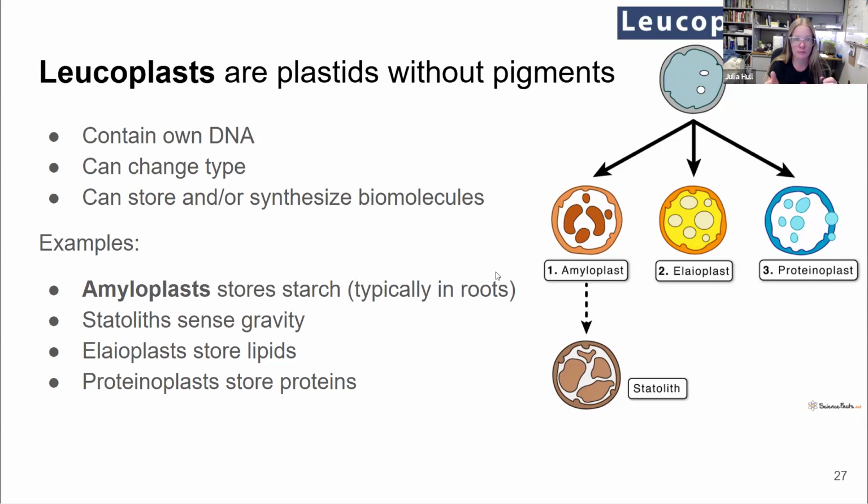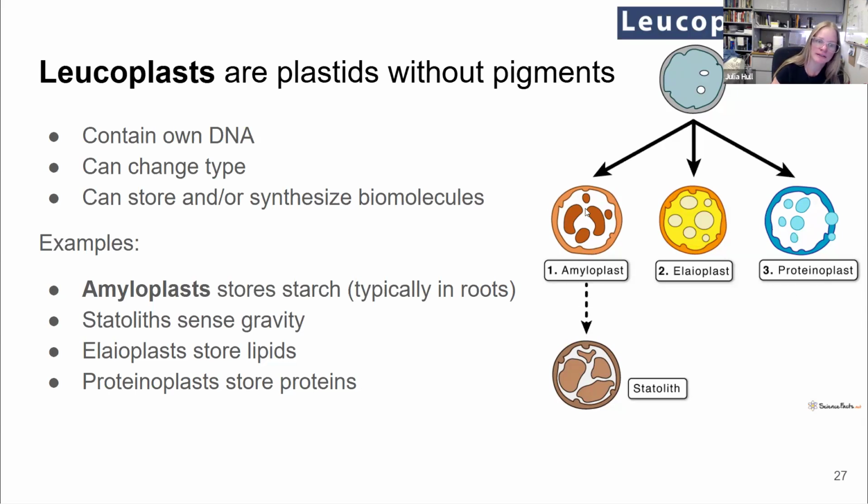We'll actually probably look at some of these in lab later on in the semester, and we can actually see the amyloplasts when we stain them with iodine. Okay. The elaioplasts store lipids, the proteinoplasts store proteins.